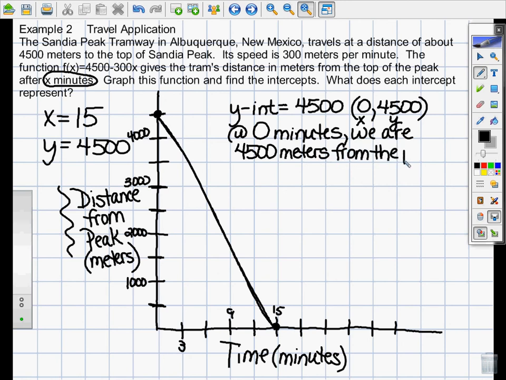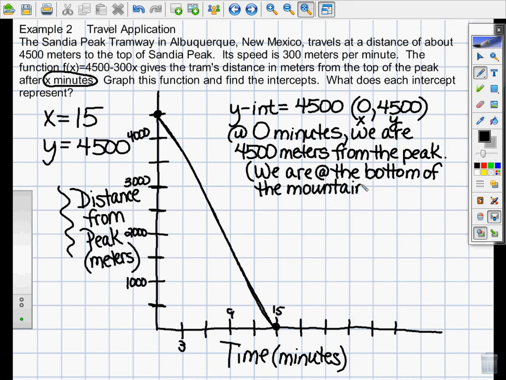In other words, we're at the bottom of the mountain. The peak is 4,500 meters up, and we're 4,500 meters away from it. That means we're at the bottom of the mountain. And I'll put that in parentheses. We are at the bottom of the mountain. And we haven't started moving up just yet.